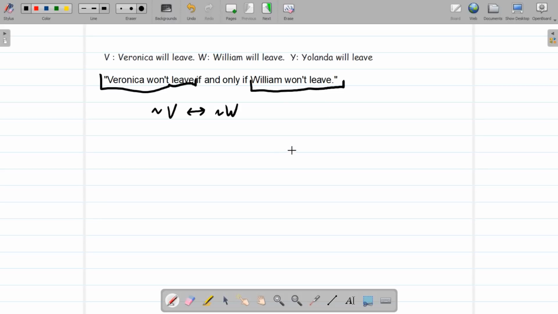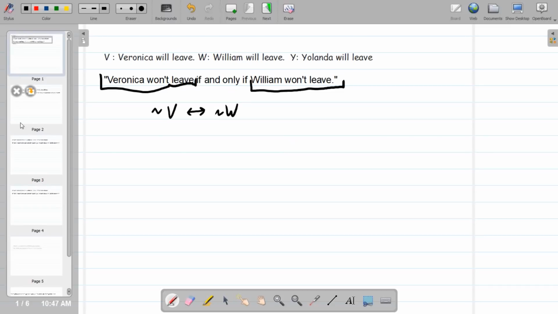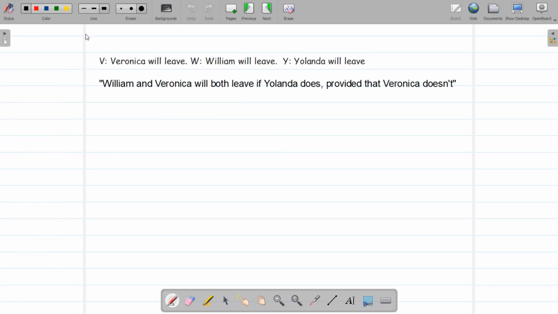Is that obvious how we got there? So this is a complex chunk. It's still a complex chunk. Veronica won't leave, because it's a molecular sentence: Veronica will leave, Veronica won't leave. William won't leave: William will leave, William won't leave. Yeah? Okay. That one should have been easy. Let's do a slightly more complex one.